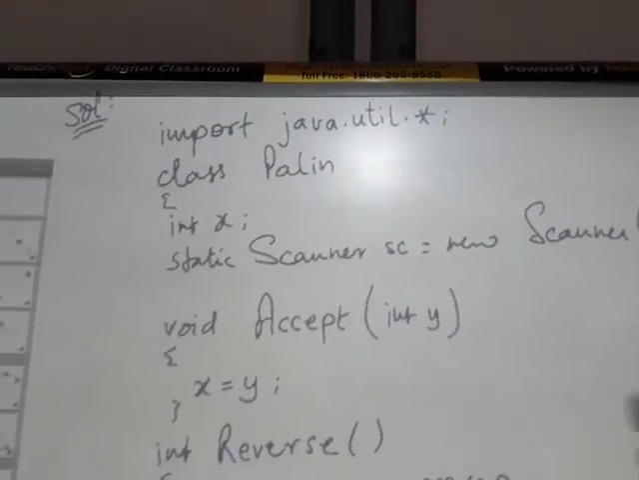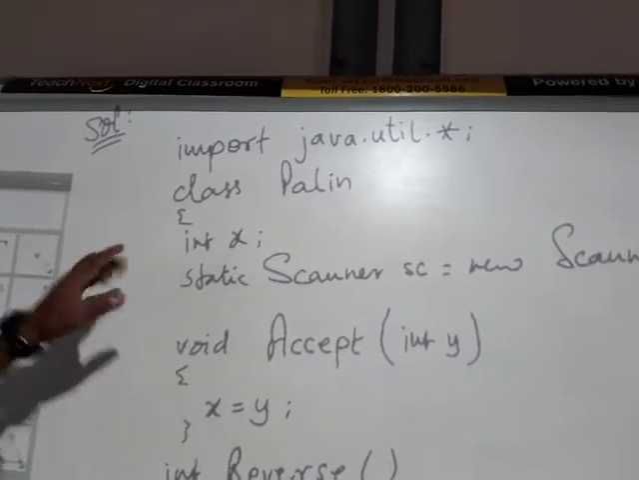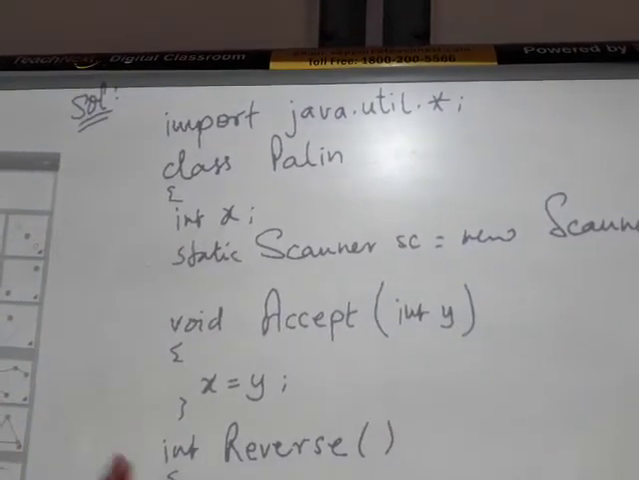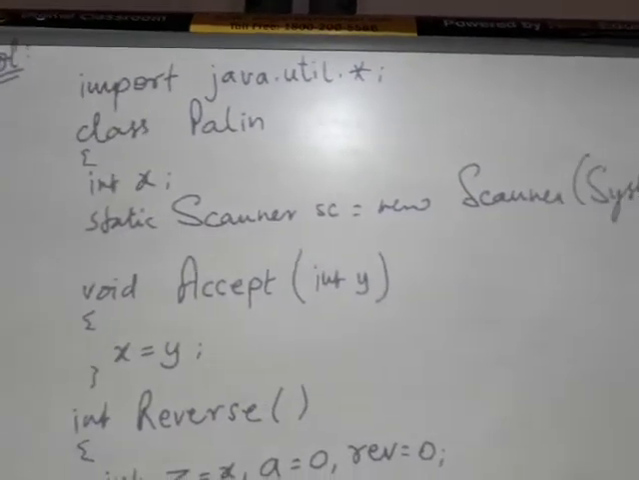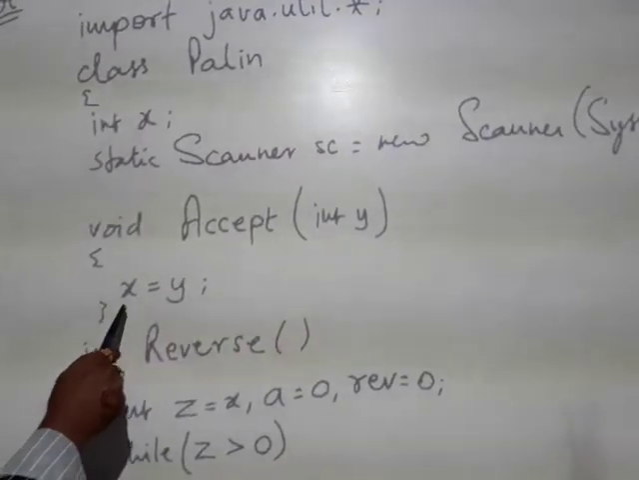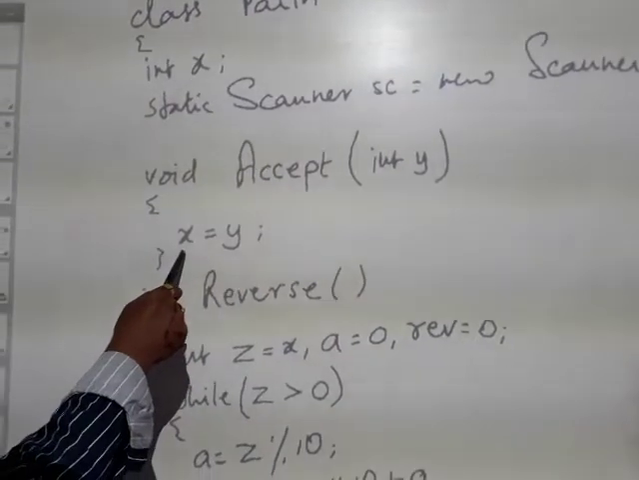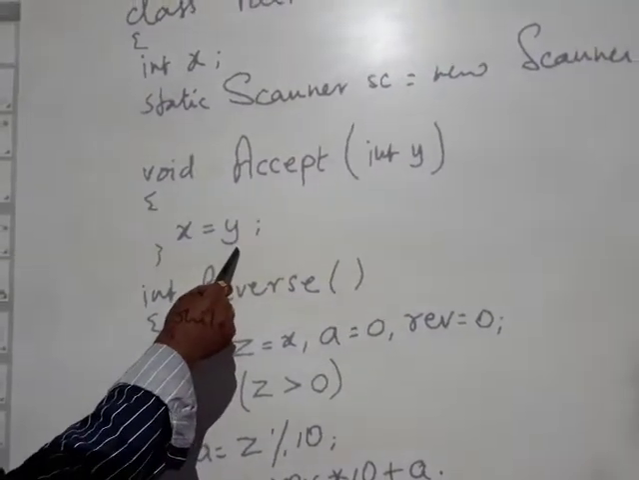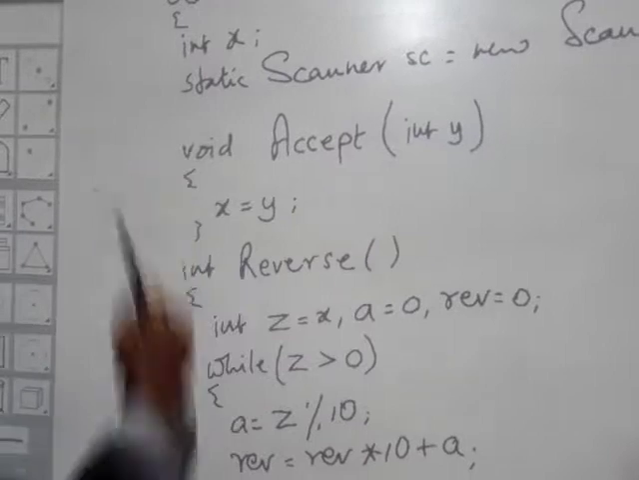This is the solution here. Import java.util.*; class Palin { int x; Scanner we have taken over there as a static. Then the accept function, accept(int y). Now look at here. You have the global data member on the left side and the parameter on the right side. This is how we assign the value to x.